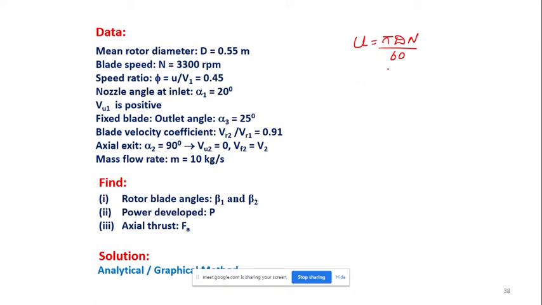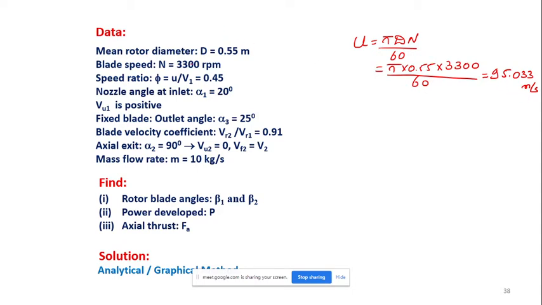I need someone to help who can reply to this. Otherwise, I cannot calculate everything here. So U is pi into 0.55 into N, which is 3300, whole divided by 60. So how much is this? We don't have to convert meter into mm, sir? Not required. 95.033 meters per second. Directly we will get it in meter per second. So this is first U.